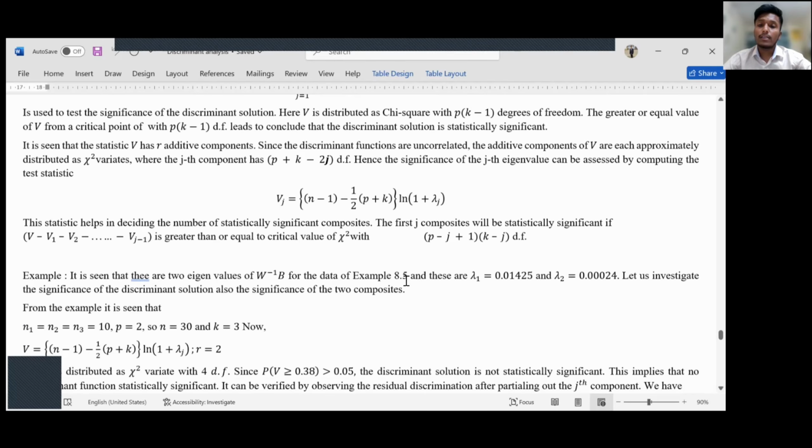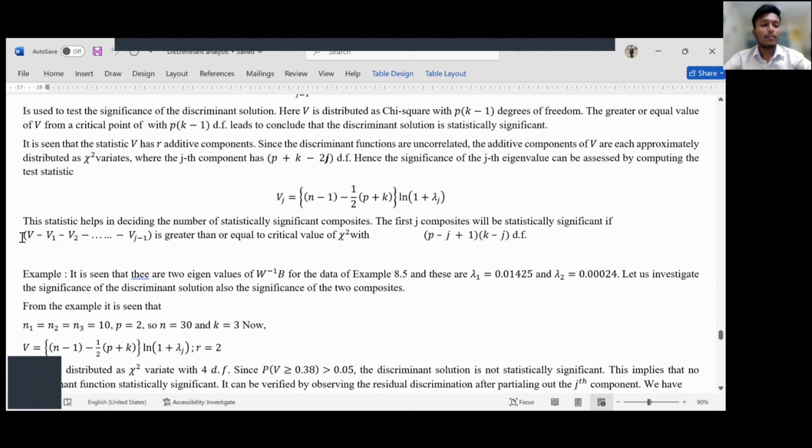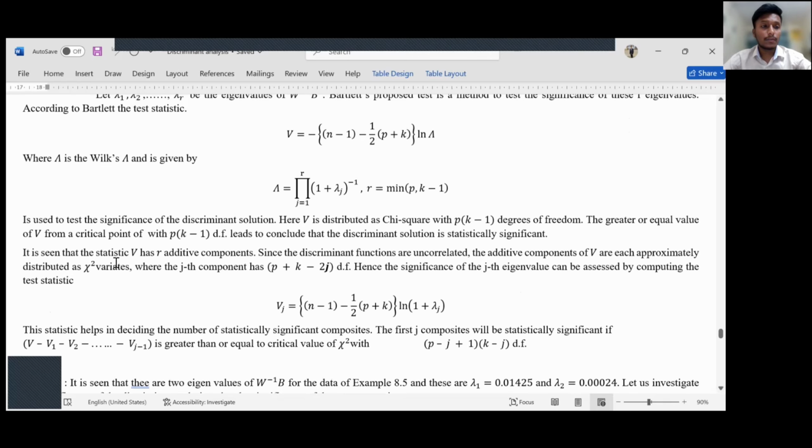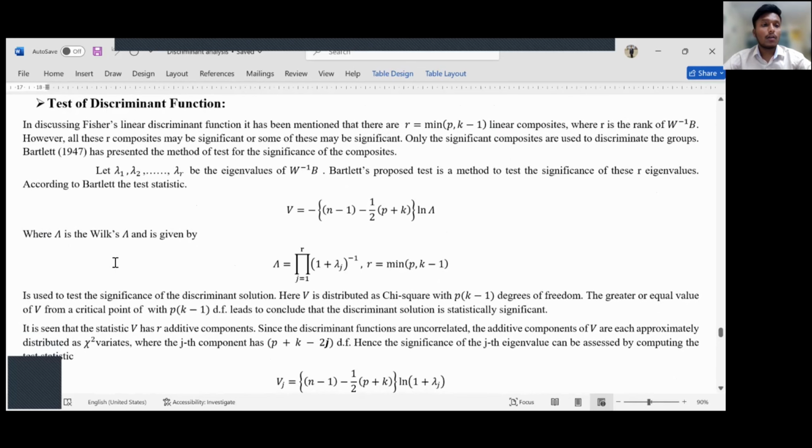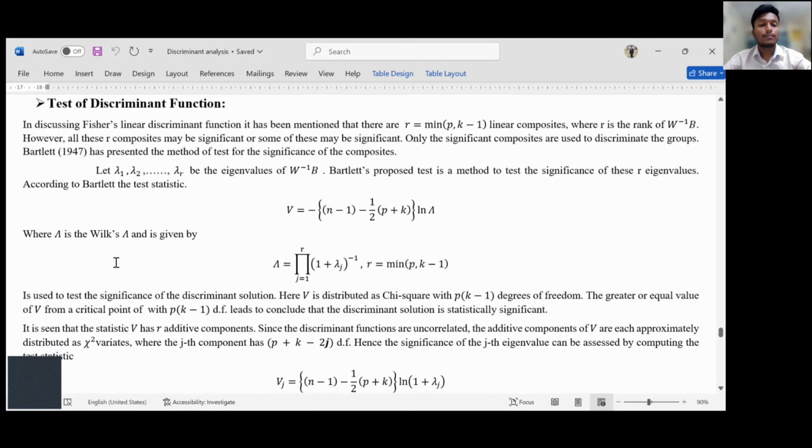The first j composites will be statistically significant if V minus V_1 minus V_2 minus, and so on, minus V_{j minus 1} is greater than or equal to the critical value of chi-square with p minus j plus 1 into k minus j degrees of freedom. So what we have to do in this test of statistics is check whether our discriminant function is statistically significant, and whether our discriminant function significantly classifies our objects into the populations.